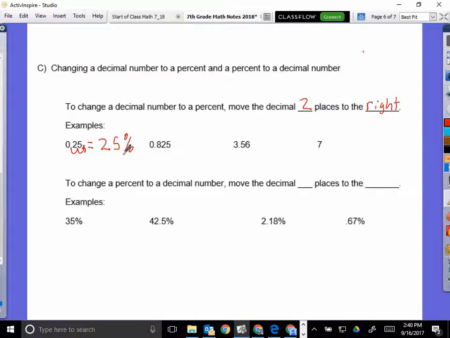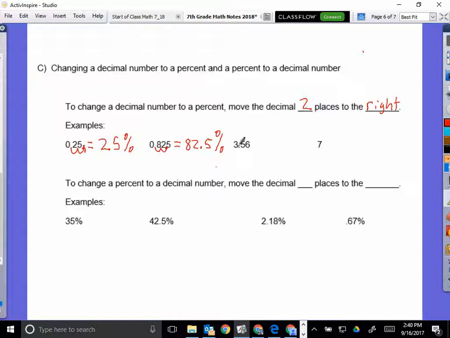All right? Same with this one here. We can take this 0.825. If I take this decimal, I can move it 2 places to the right, put it right there. That's going to make it look like this, 82.5. All right? That's okay. Percents can have decimal numbers with them. So that would be 82.5%. All right, changing that decimal to a percent.